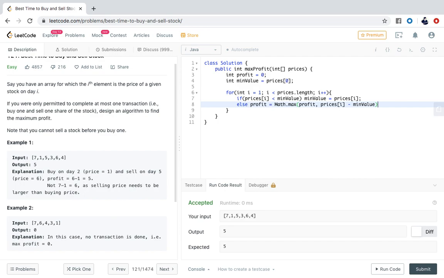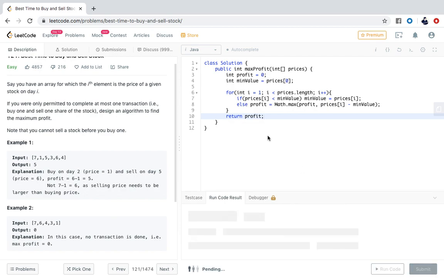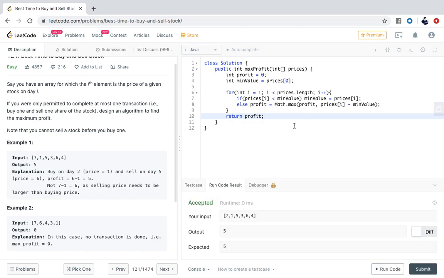So we're going to compare the maximum between the stored profit and the new profit, and whichever one is the bigger value, that's the one we keep in profit until the loop ends. And after the loop ends, we're going to return profit, and then let's run the code. And yeah, it accepts that.